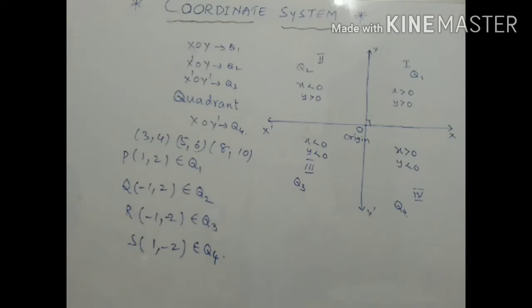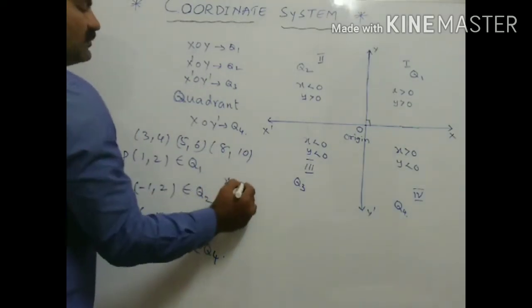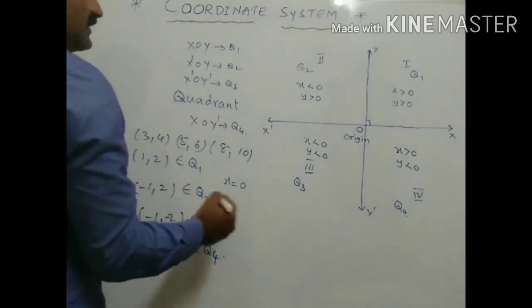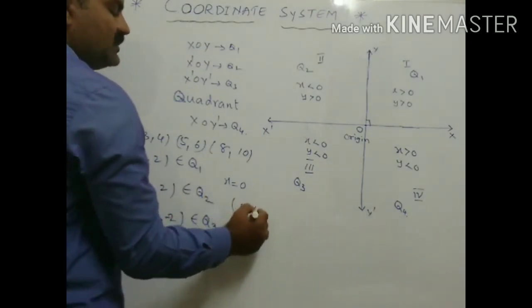Okay, now let us see what happens if x is equal to 0. If x is equal to 0, I mean suppose this is the point (0, 4).